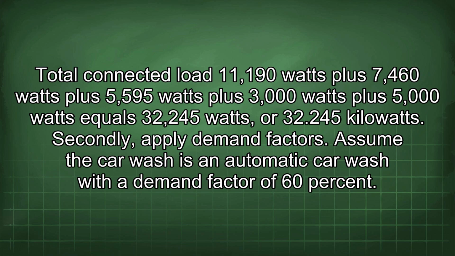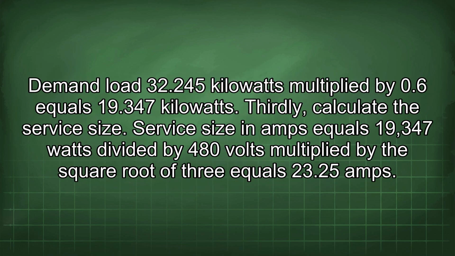Secondly, apply demand factors. Assume the car wash is an automatic car wash with a demand factor of 60%. Demand load: 32.245 kilowatts multiplied by 0.6 equals 19.347 kilowatts. Thirdly, calculate the service size. Service size in amps equals 19,347 watts divided by 480 volts multiplied by the square root of 3 equals 23.25 amps.